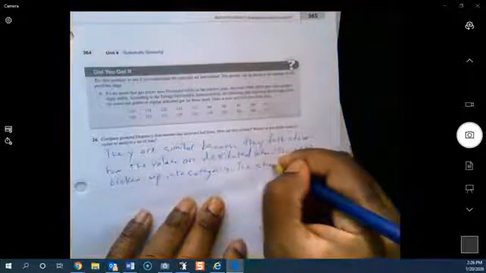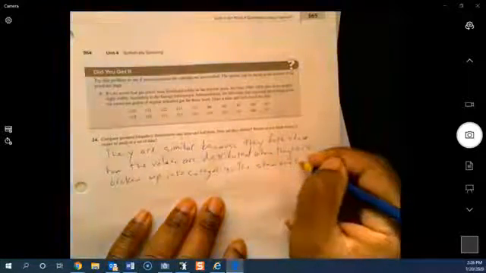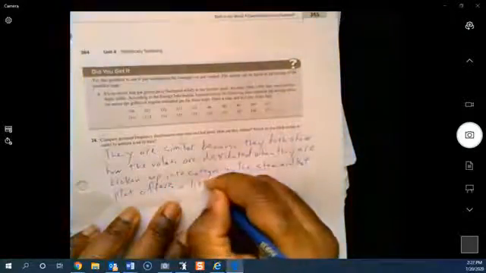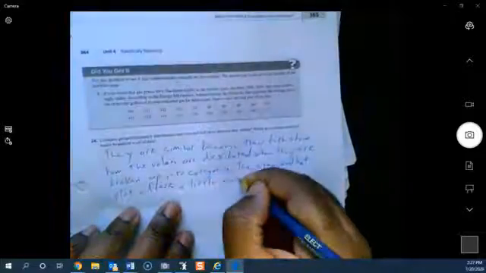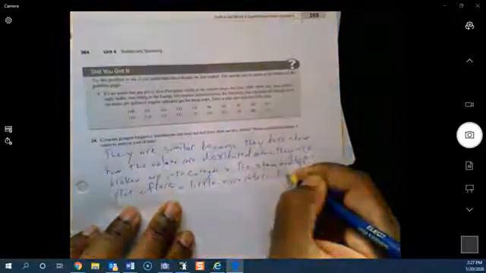The stem and leaf plot offers a little more information for analyzing data.